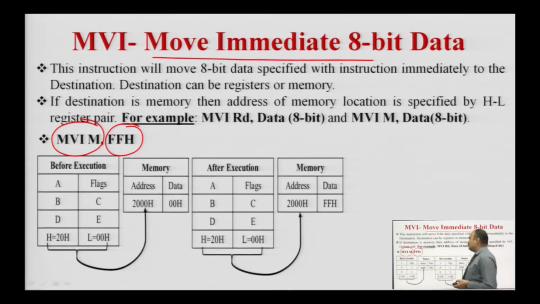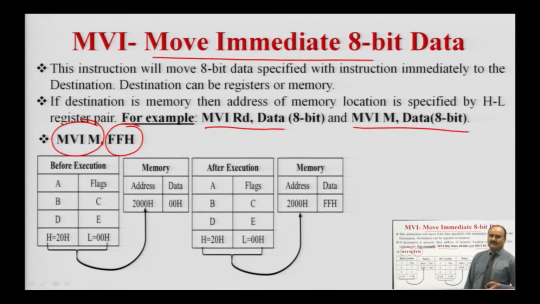So, the examples of this MVI instruction are MVI Rd comma 8-bit data, and MVI M comma 8-bit data. In MVI Rd, Rd is nothing but the destination register and the data specified with the instruction is 8-bit. In the second instruction, MVI M, M is nothing but the destination and the 8-bit data is specified with the instruction.